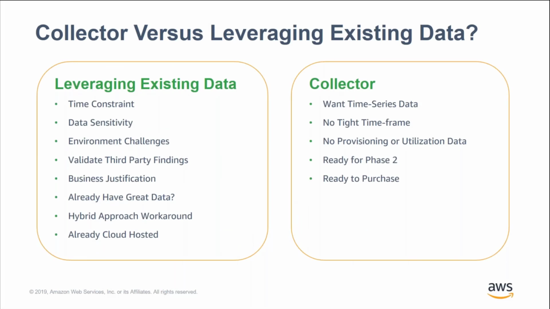We've gone over both of our data collection methods already, but one thing we have not covered was when does it make sense to use one or the other? The first one here, leveraging existing data. A lot of the time this would make sense when you have things like a time constraint. You have a meeting, you need to get business justification. There's data sensitivity. Maybe you don't want your host names getting released and sent over to us. Environment challenges, like I just discussed.